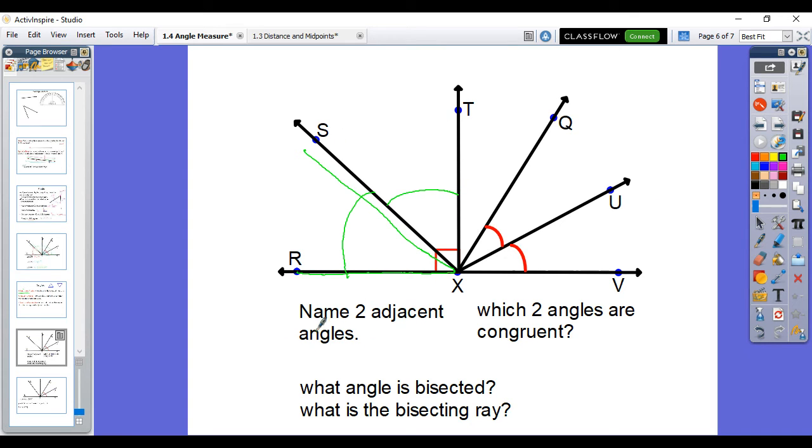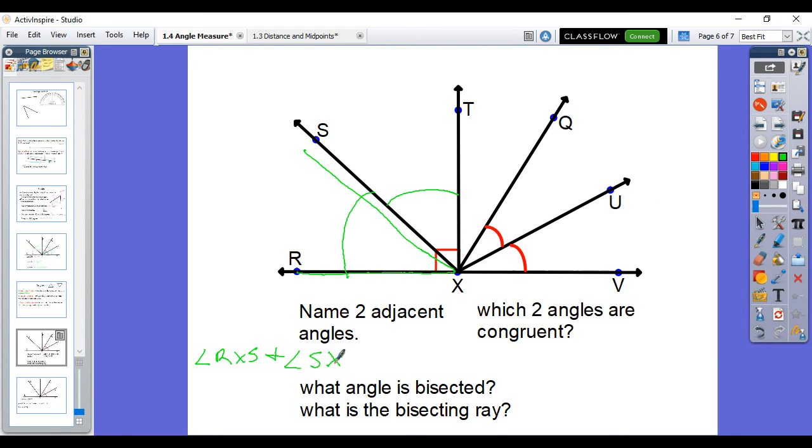SXT. So, name two adjacent angles: RXS, and the angle right next to it. You always start with the side. You can just go right here, go TXS or SXT. They're the same thing.